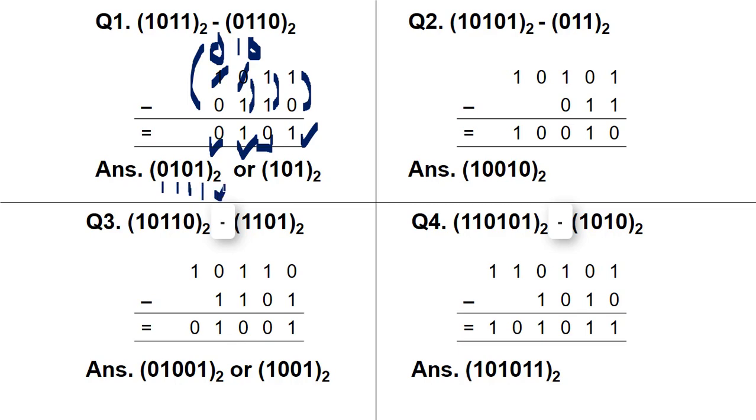Because this number is starting with a 0, we can also remove this leading 0. So we can also write our answer as 101 with a base of 2. Just keep one thing in mind. Whenever you are solving any binary question and you have a starting 0, then you can skip this starting 0. But if we have a 0 at the end, then we don't have to skip that 0. Now let's move to our second question.